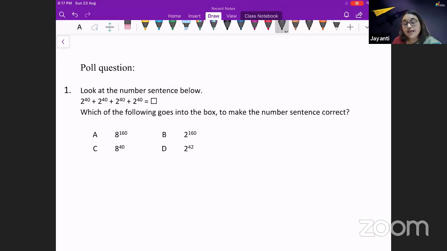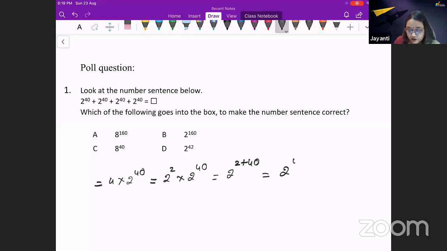Now, it's very important. The first rule: product rule is applied only when there is a multiplication symbol between the numbers. So we cannot use product rule here. We have to go back to the idea that multiplication is repeated addition. That means 2 to the power of 40 plus 2 to the power of 40 plus 2 to the power of 40 plus 2 to the power of 40 means 4 into 2 to the power of 40. And 4 can be written as 2 to the power of 2, into 2 to the power of 40. I can only use product rule when bases are same. Now I use the product rule: 2 to the power of 2 plus 40, 2 to the power of 42.